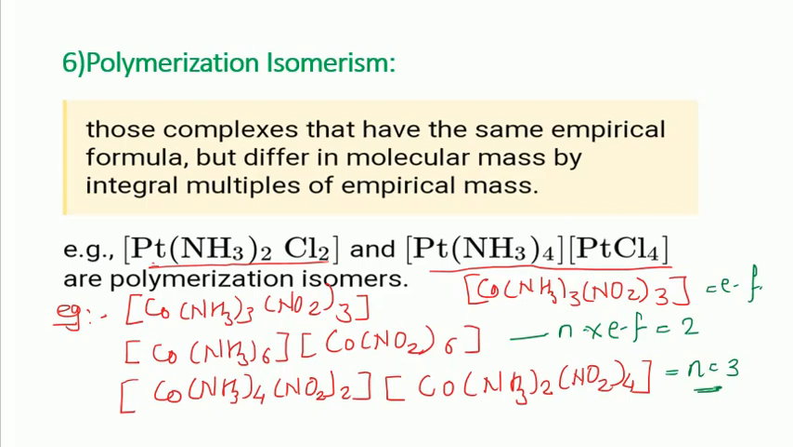The use of the term polymerization isomer for these complexes is unfortunate, as polymerization refers to the formation of compounds by the repetition of the same unit, which is not the case here, but there was difficulty in the determination of molecular weights of the complexes. These complexes were, however, classified as polymerization isomers. So these are the types of structural isomerism.